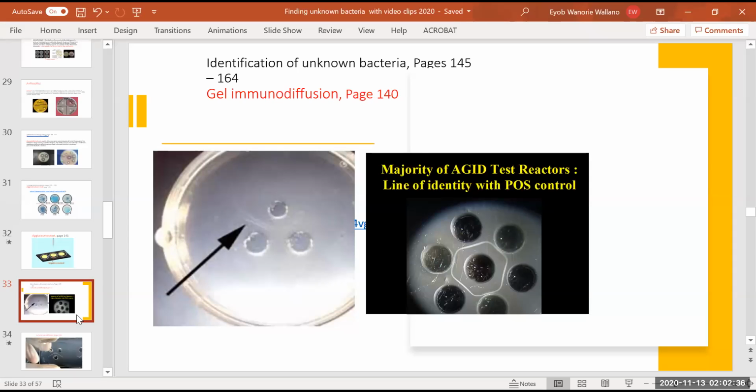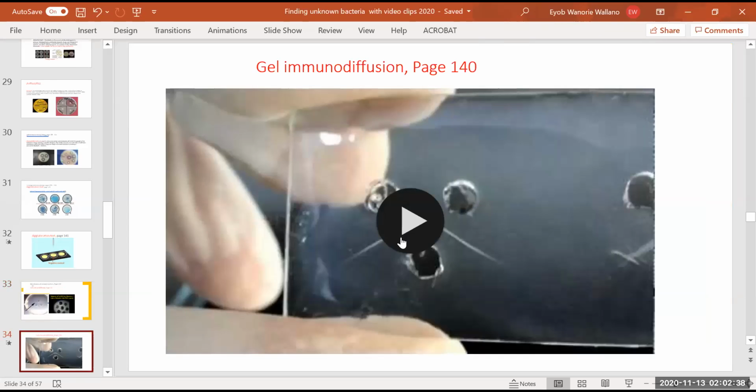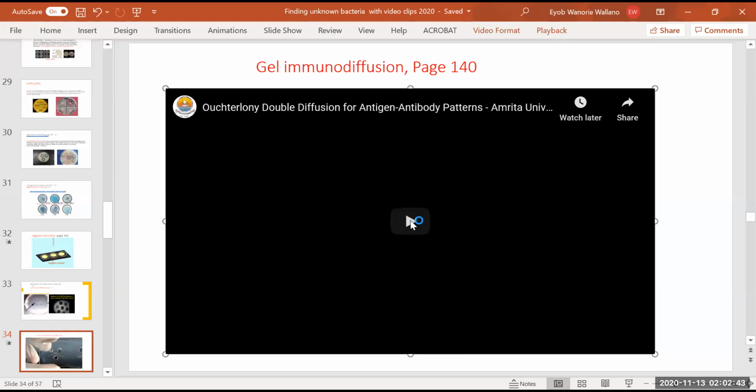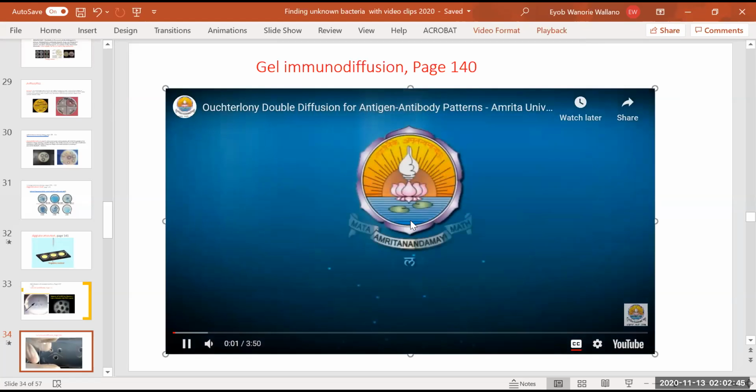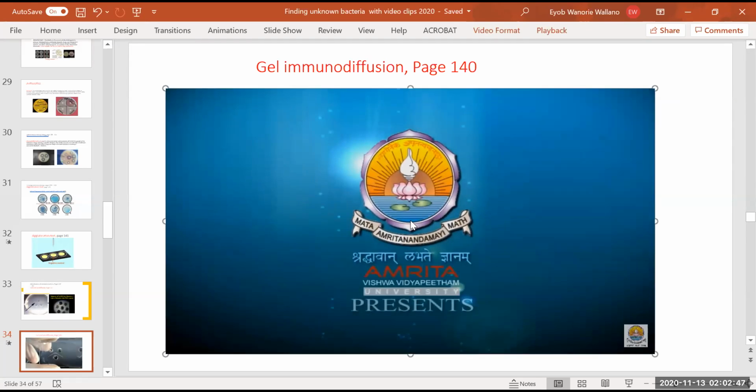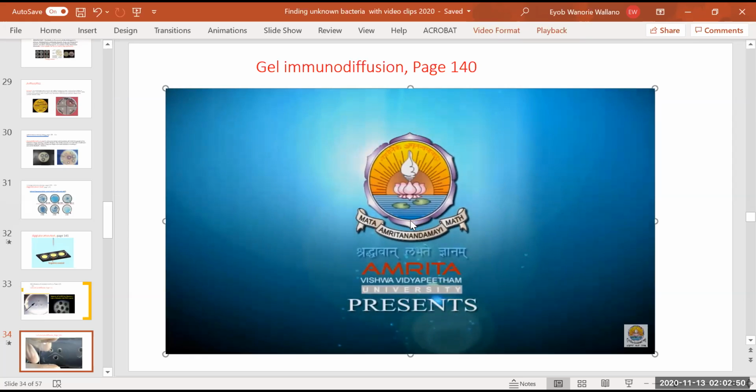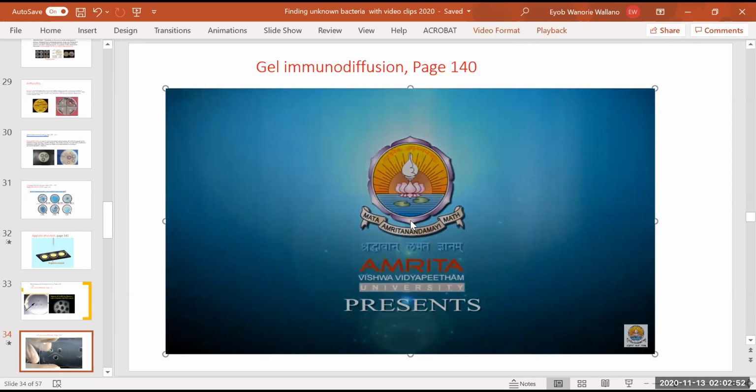Aha, precipitation sign. Okay, now, how am I going to explain this gel immunodiffusion? Oh, they're still open. Look at it. Can you see it? Does it sound good now? Yeah.